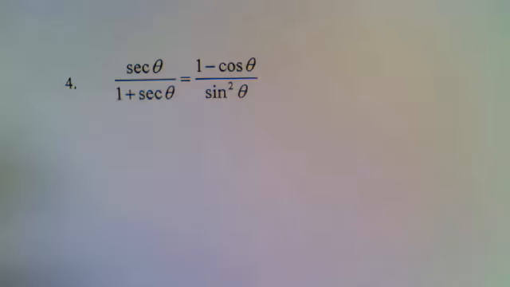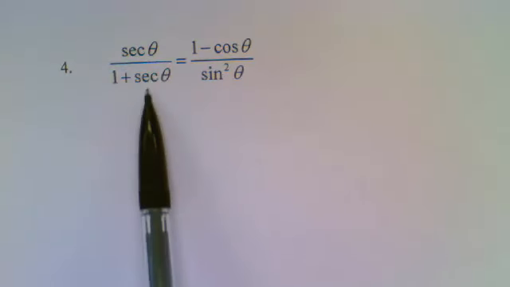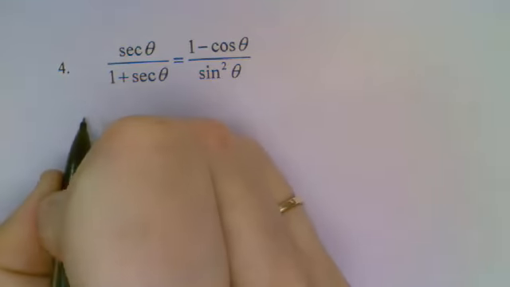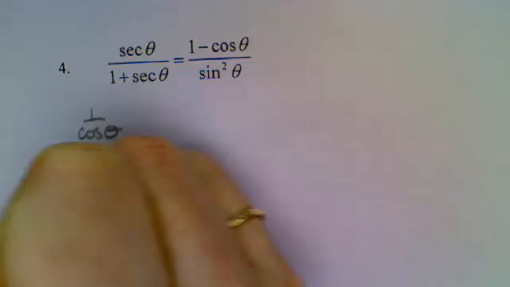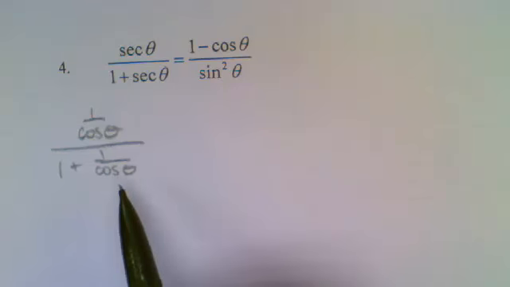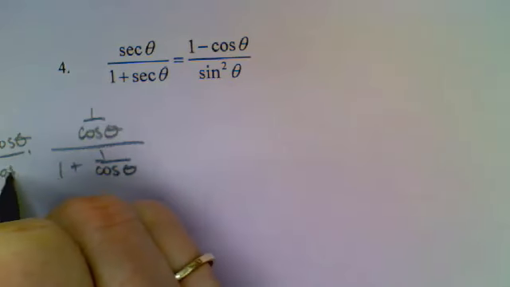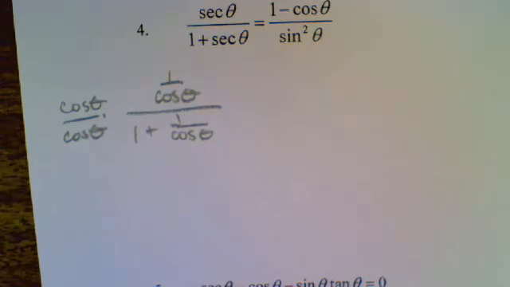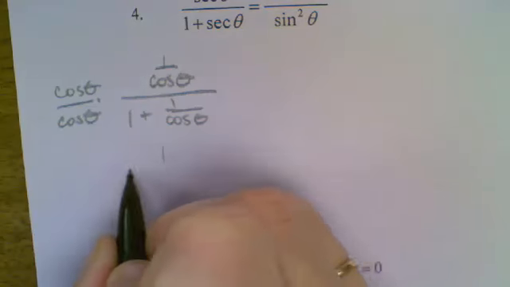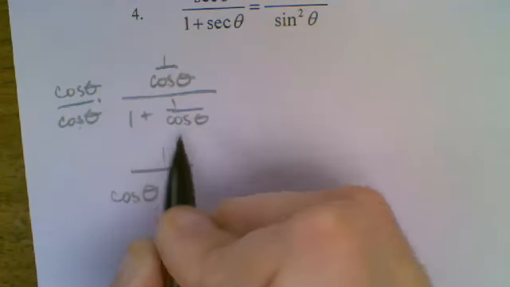All right, let me see if I can maybe get number 4 in this video as well. Number 4, again, looking at which side to start with, I probably would start with this side because it has secants in it. So I would write secant as 1 over the cosine. All right, and then again, I have this complex fraction, so I'm going to multiply by the least common denominator, which is just cosine theta. And when I do that, I'm going to get 1 over cosine for the first term, and then when I multiply these two, I'm going to get plus 1.